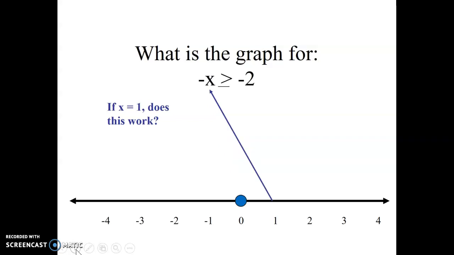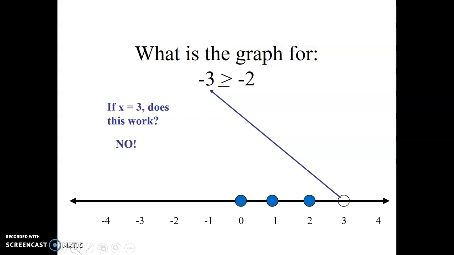What about 1? Is the opposite of 1 greater than -2? Yes, it is. What about 2? Is the opposite of 2 greater than or equal to -2? Yes, it is. Let's ask about 3. Is the opposite of 3 greater than or equal to -2? Well, the opposite of 3 is -3. Is -3 greater than or equal to -2? It's not. It doesn't work.